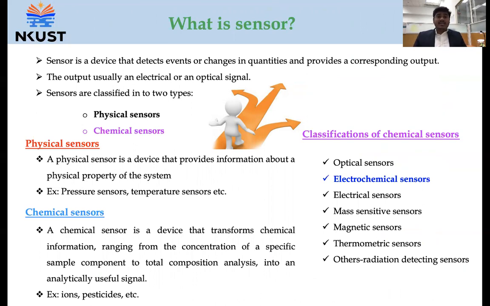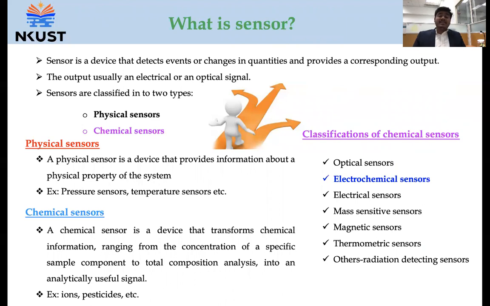The output is usually an electrical or optical signal. Sensors are classified into two types: physical sensors and chemical sensors. A physical sensor provides information about the physical property of a system, for example, pressure sensors and temperature sensors. A chemical sensor is a device that transforms chemical information, ranging from the concentration of a specific sample component to total composition analysis, into an analytically useful signal.